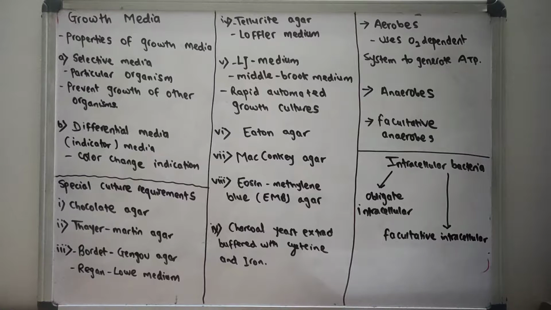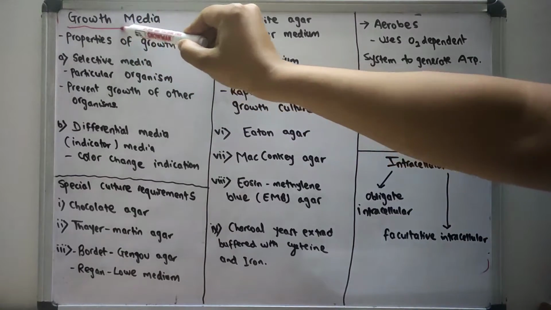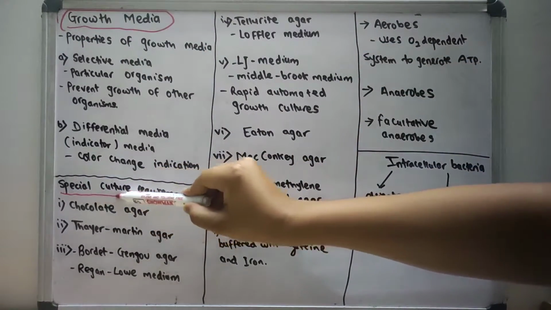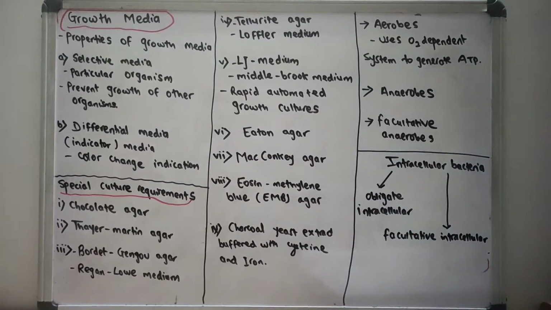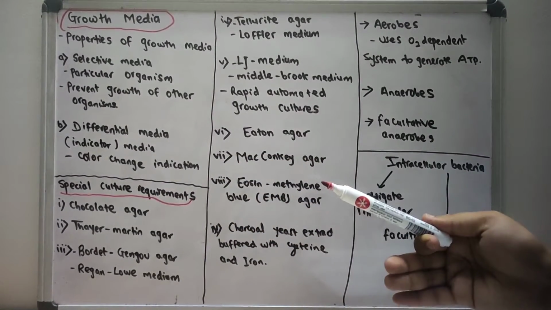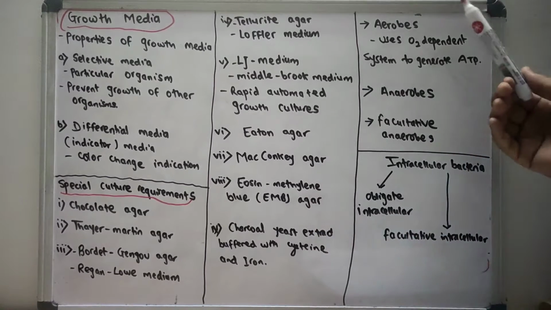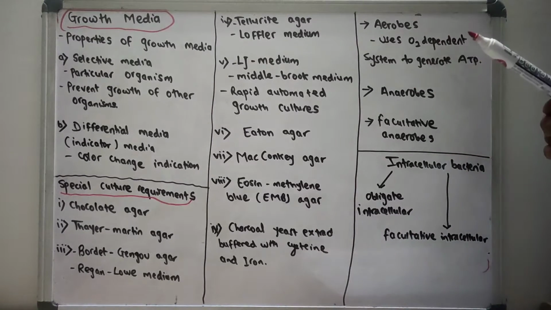Today in this video we are going to talk about three important topics. One is the growth media, another is special culture requirements, and the third is various bacterial cultures. We'll discuss the various types of bacteria: aerobes, anaerobes, facultative anaerobes, and various intracellular bacteria. We'll talk briefly about these types of bacteria.